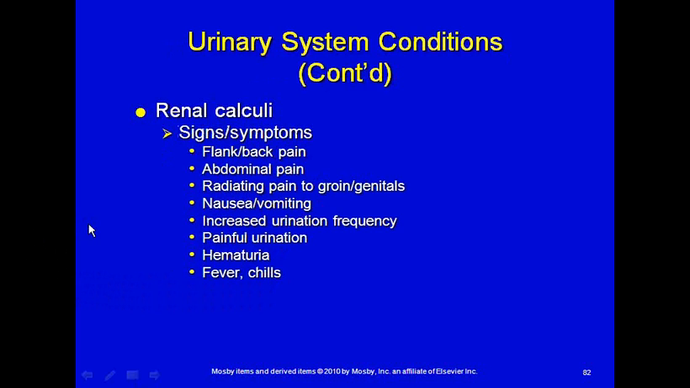Signs and symptoms of a kidney stone, anybody that has one knows they're extremely painful. They may start in the back at the flank in that retroperitoneal area. The pain may radiate around the flank into the groin and genitals. May also cause abdominal pain, nausea and vomiting. The urination may be more frequent but in smaller amounts. The urination may be painful, as it may cause the stone to move as they urinate. They may have blood in their urine depending upon the size of the stone, and they may also have fever and chills.